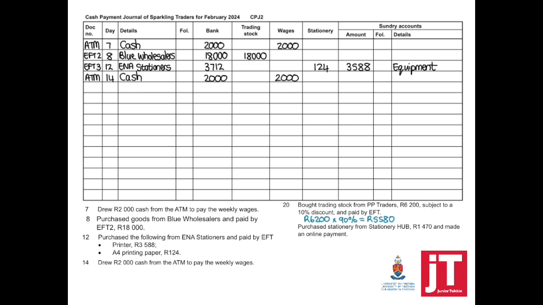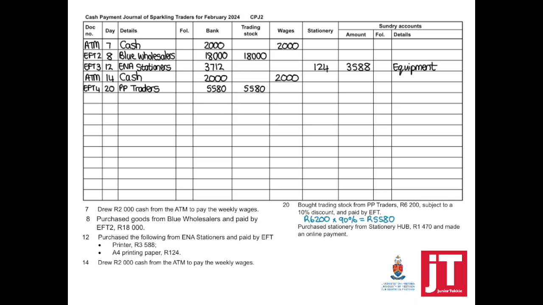So when we complete the transaction in our journal, this happened on day 20. Source document, EFT, now it's number 4. From who did we purchase? PP Traders. How much did we purchase for? 5,580. For what reason? For trading stock.